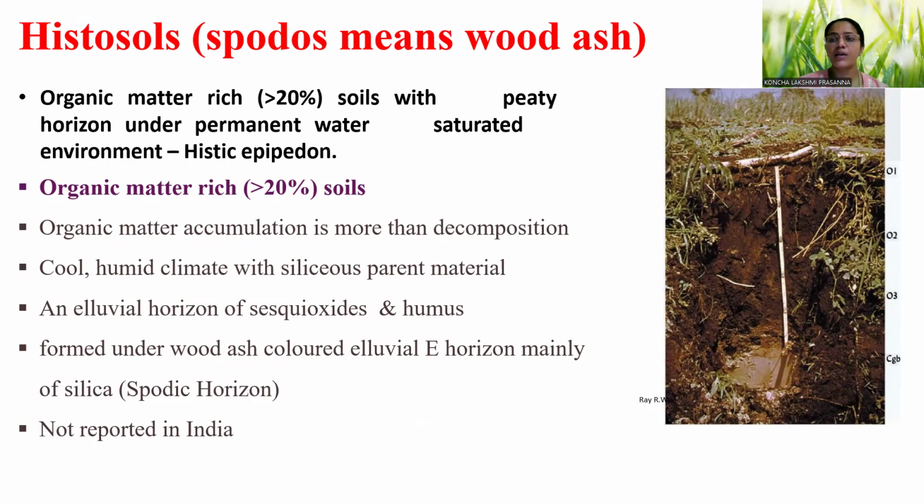Generally, this soil order occurs in regions where there is a large amount of organic matter, in peat and muck soils. These peat and muck soils are present in areas where water is saturated over a long period of time, forming the histic epipedon. Organic matter accumulation is more than decomposition. Histosols are present in areas of cold and humid climate having siliceous parent material. This soil order is not reported in India.